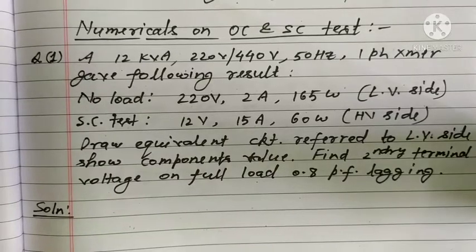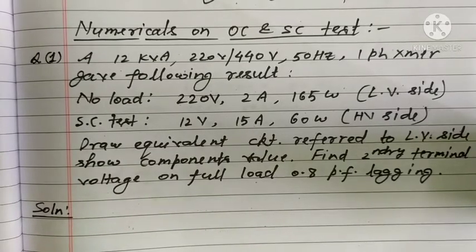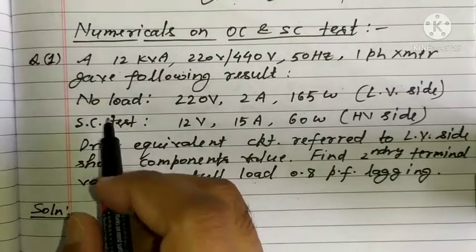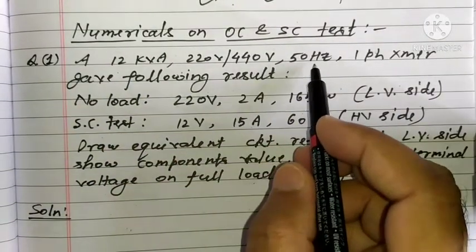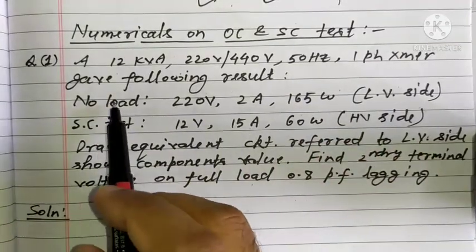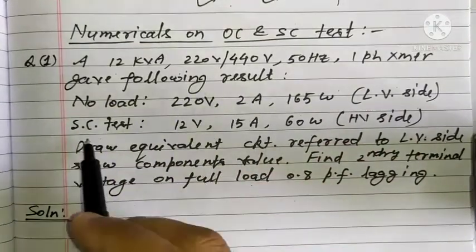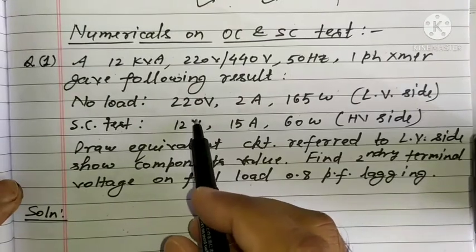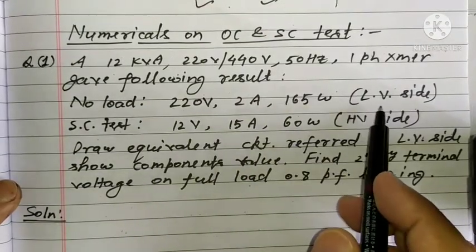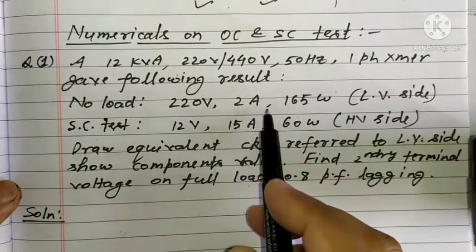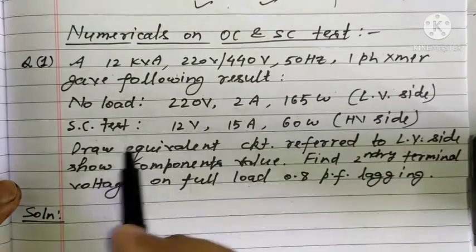Let us solve a numerical on OC and SC test. The given numerical is a 12 kVA, 220 volt / 440 volt, 50 Hz single phase transformer which gave the following results. The no load test result is 220 volt, 2 ampere, 165 watt, and the test is conducted on the LV side.